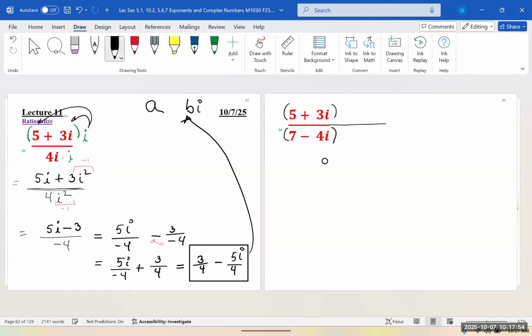Two terms. So for two terms, can you apply the same method, multiplying by i? No, it doesn't solve our problem. Conjugate. So what's a conjugate? Conjugate of the numerator or denominator? Denominator. So what's the conjugate of the denominator? 7 plus 4i.